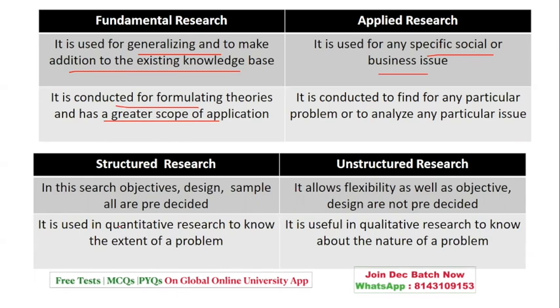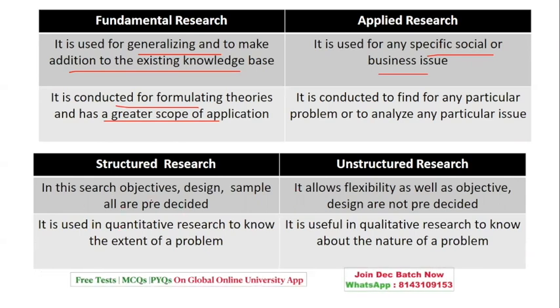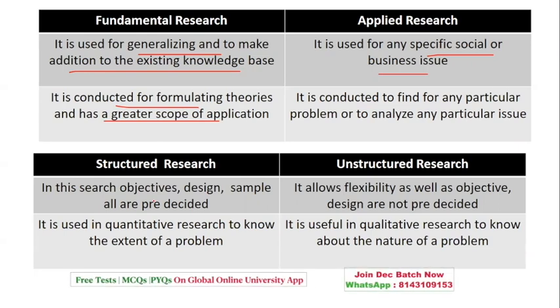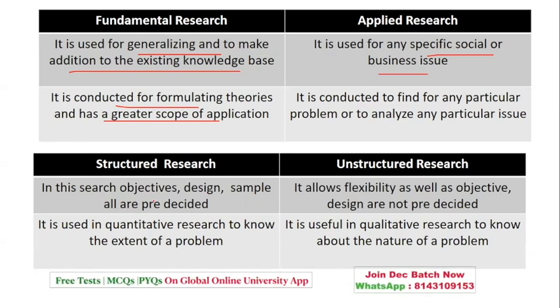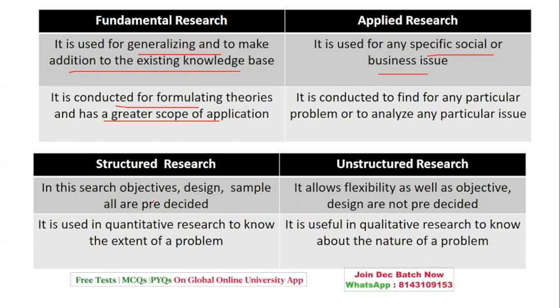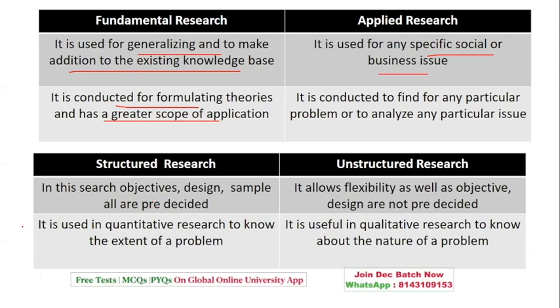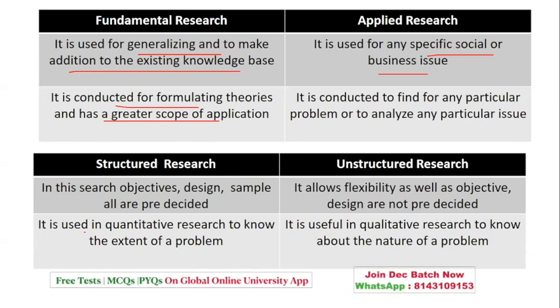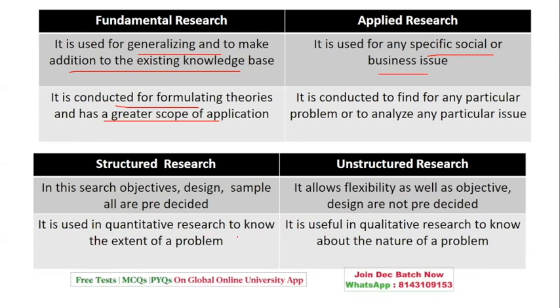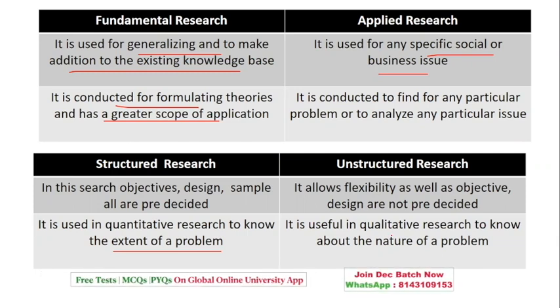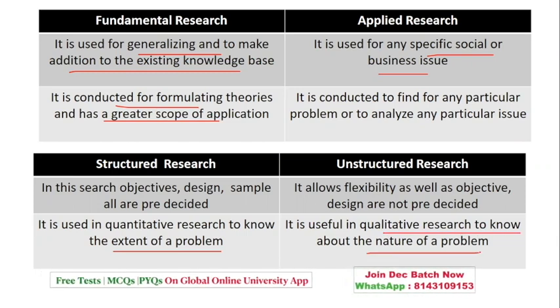Coming to structured research, which is highly structured in the form of objective, design and sample, which are pre-decided, and unstructured talks about flexibility, which is not pre-decided. Structured research is used in quantitative research to know the extent of the problem, and unstructured is in the form of qualitative research to know the nature of the problem.